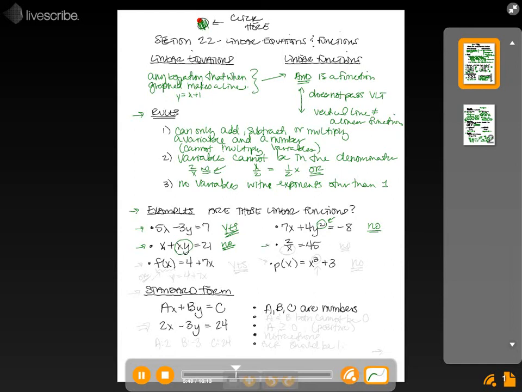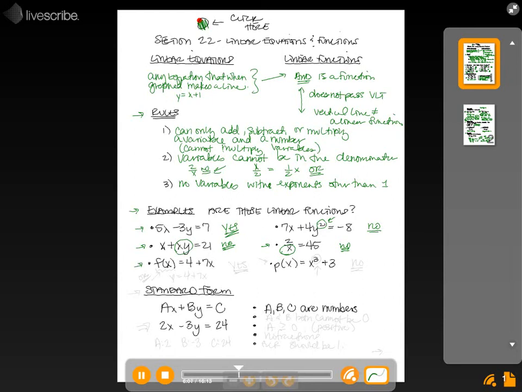Our next example, 2 divided by x equals 45. It is a no because I'm dividing by a variable, and we've said that in rule number 2. You cannot divide by a variable. Now the next two are where I get people. This is a little tricky.